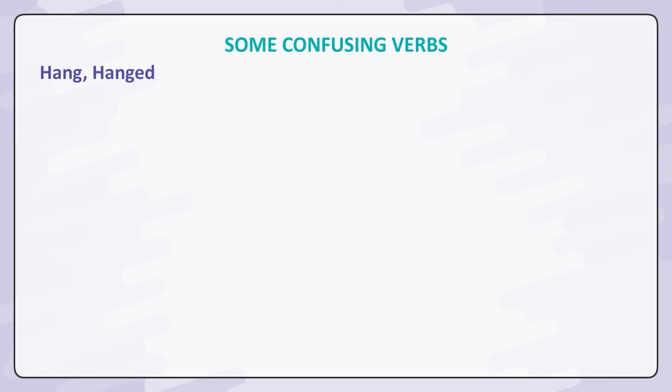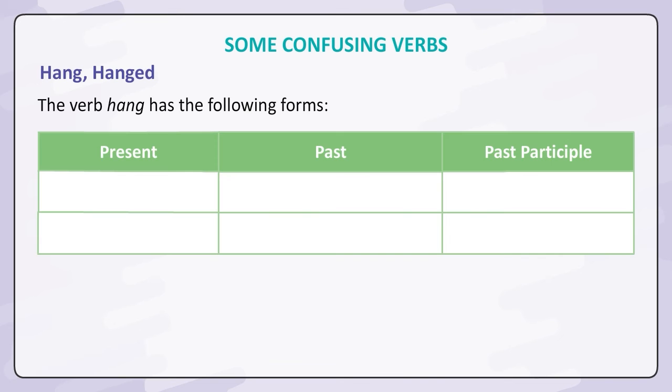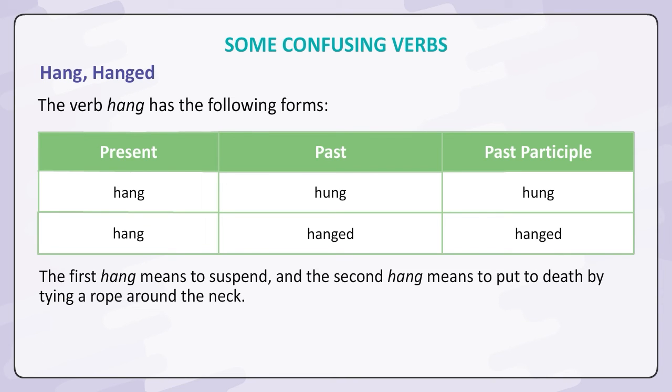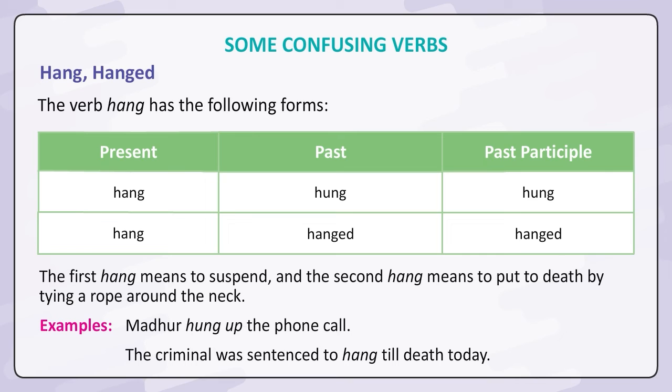Hang, hanged. The verb hang has the following forms: present, past, past participle. Hang, hung, hung. Hang, hanged, hanged. The first hang means to suspend and the second hang means to put to death by tying a rope around the neck. Examples: Madhur hung up the phone call. The criminal was sentenced to hang till death today.